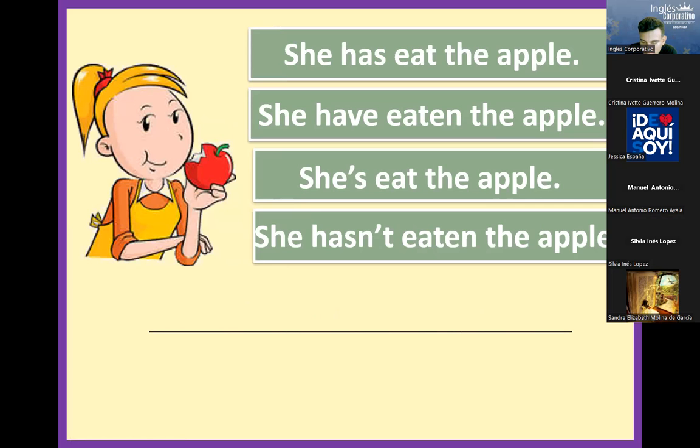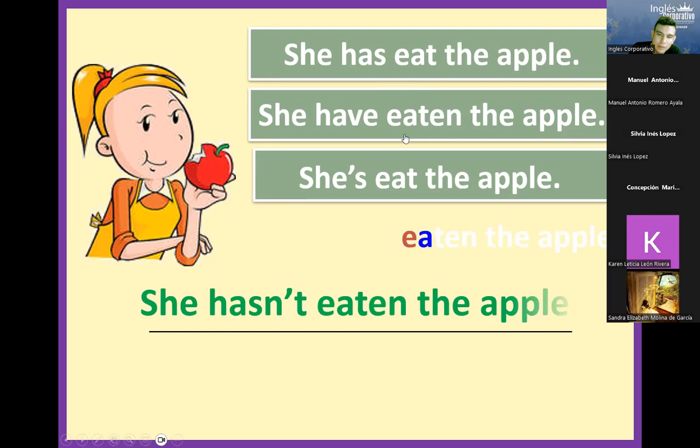She has eaten the apple. She has what? She has eaten the apple. This one? She hasn't. Yes. Are you sure? She hasn't eaten. The past participle of the verb. This is infinitive.